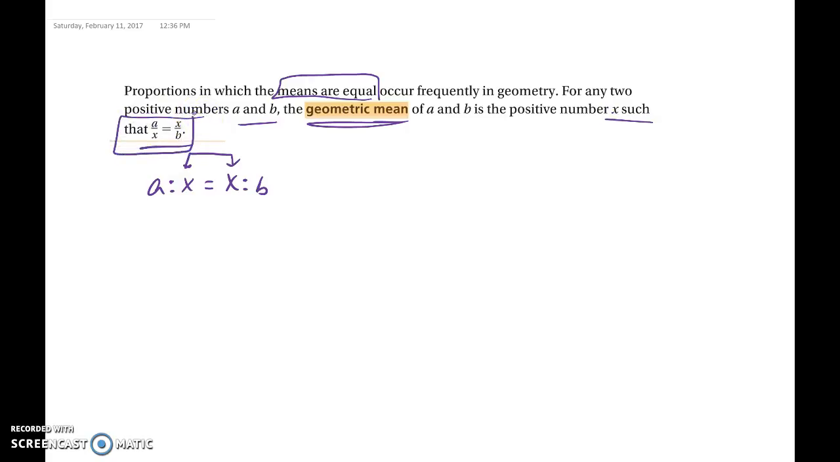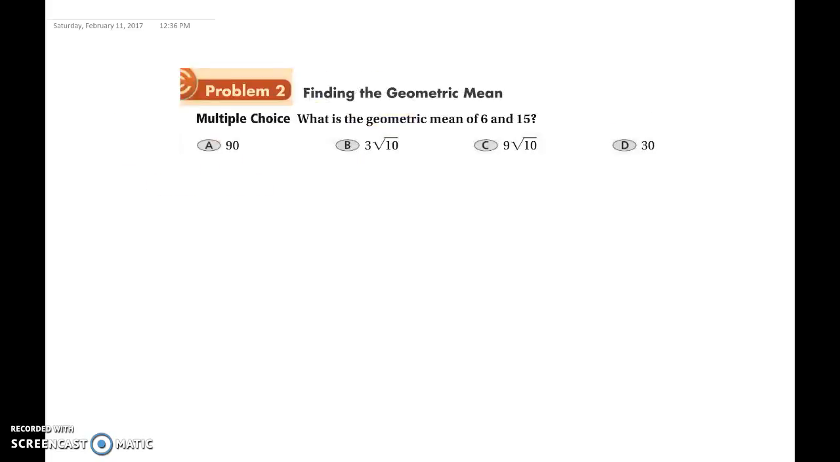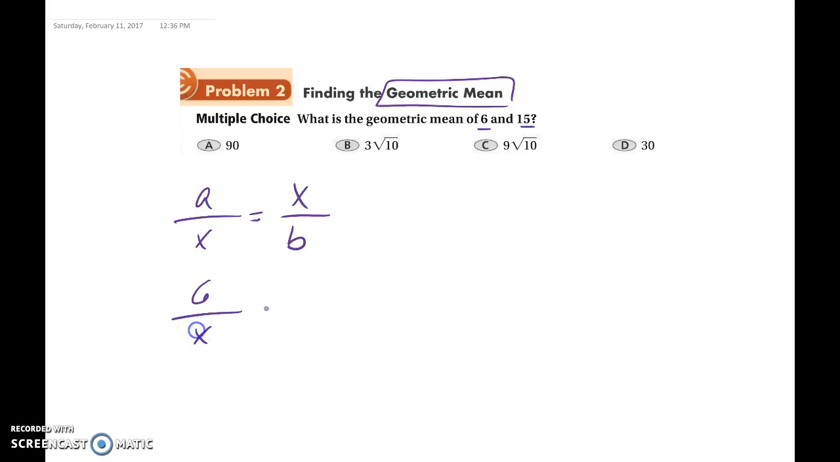Right? And we will just solve this the exact same way that we would, cross multiplying and solving, but you just have to know it's called your geometric mean. All right, so here, find the geometric mean. So that tells us that I know it's A over X is equal to X over B. And they tell us that the two numbers that we're looking for, so our extremes in this case, are 6 and 15. So 6 over X is equal to X over 15. Once they tell me that we're looking for the geometric mean, I know that my means are going to be equal. And I can set up this proportion.